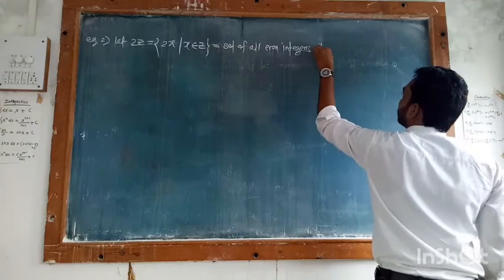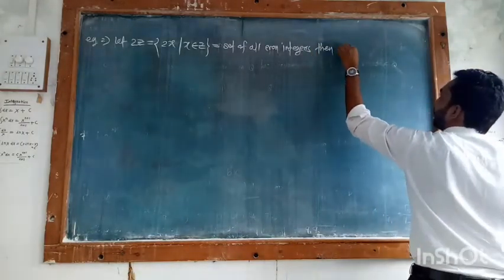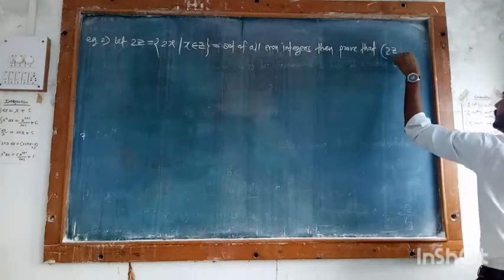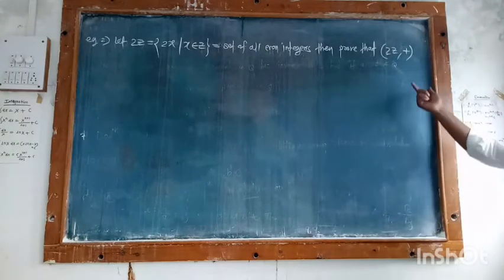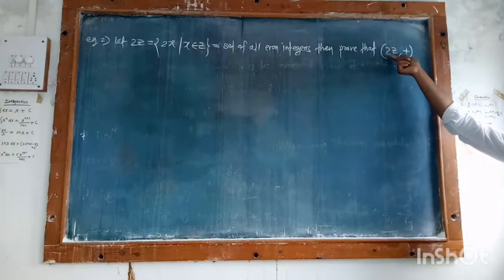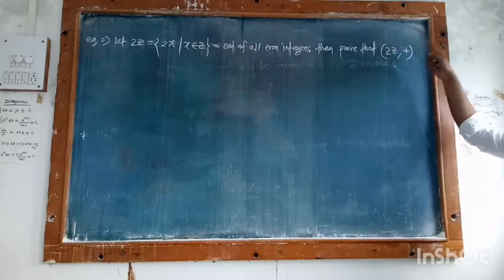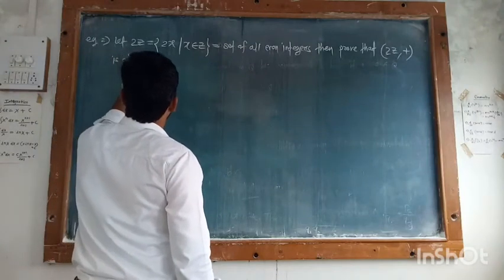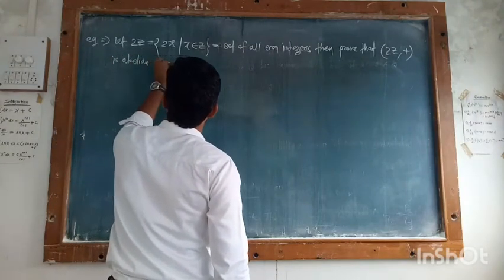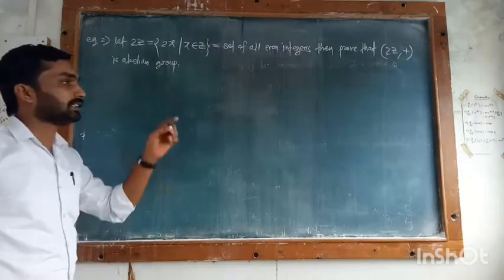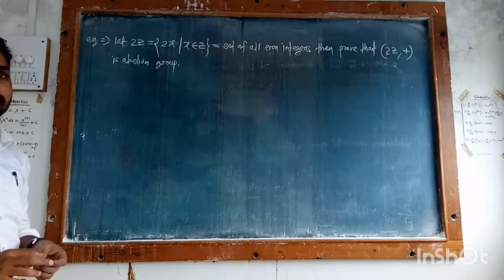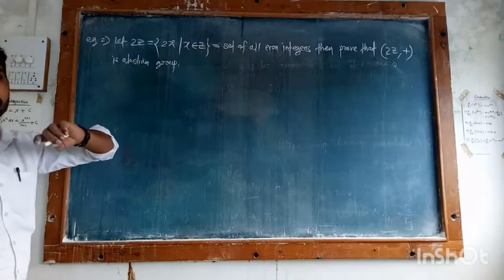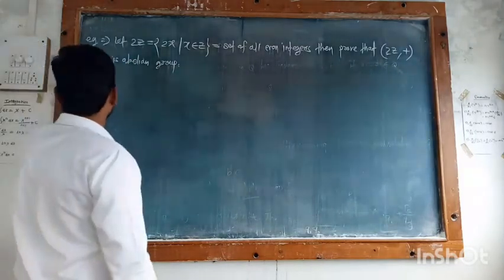Okay? Then prove that 2Z with binary operation addition, the set 2Z of all even integers with binary operation addition, is an abelian group. We have to prove that the set of even integers with operation addition is an abelian group. So we have to prove it one property at a time.